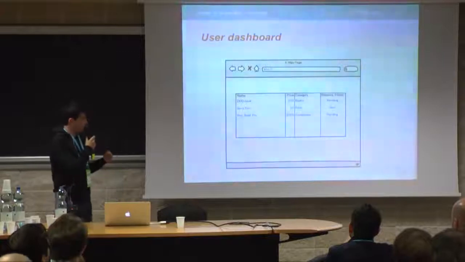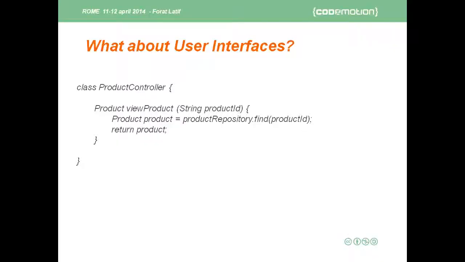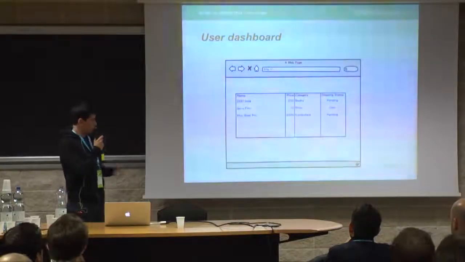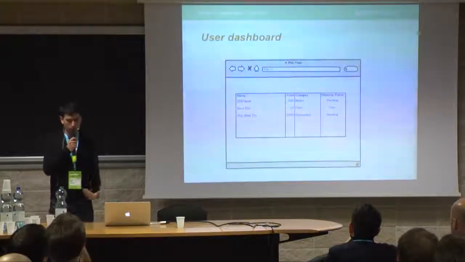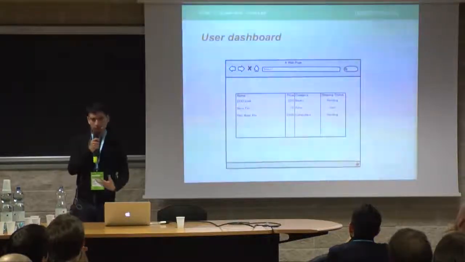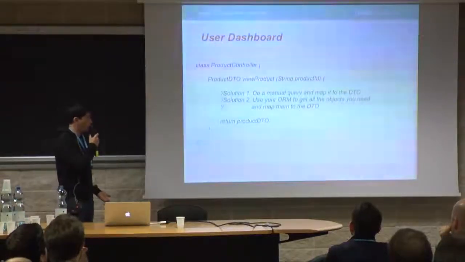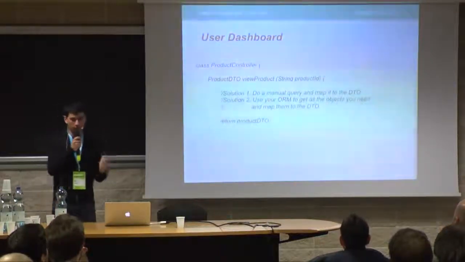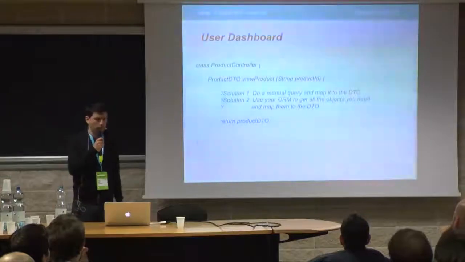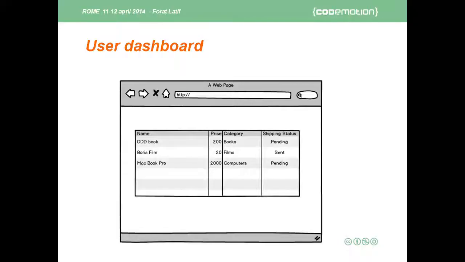So this is the user dashboard. It contains a list of products, but it has a shipping status. And remember that we've separated the item that deals with shipping status into another object, right? So that's to show you that interfaces do not map with domain objects. They pick information from various sources, and they build an interface with the information the user cares about. So to build this, we have to write a DTO in that case, and we can do two things. We can query the database and do a join, and then map that to our DTO, or we can just use an ORM and get the objects that contain the data we care about and map them to a DTO.